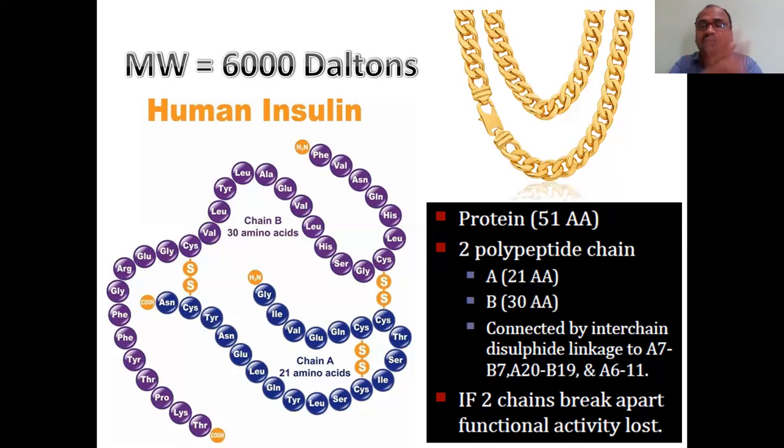for all pharmacy, MBBS, nursing students and all. If the two chains break apart, the disulfide bonds are broken. Suppose there are no disulfide bonds between chain A and chain B, chain A will get separated, chain B also gets separated. When the two chains are separated, insulin loses its activity, it is useless. It doesn't show any anti-diabetic property.